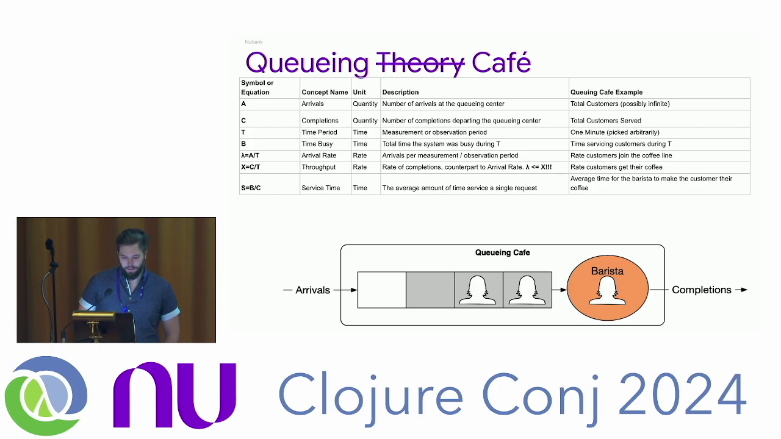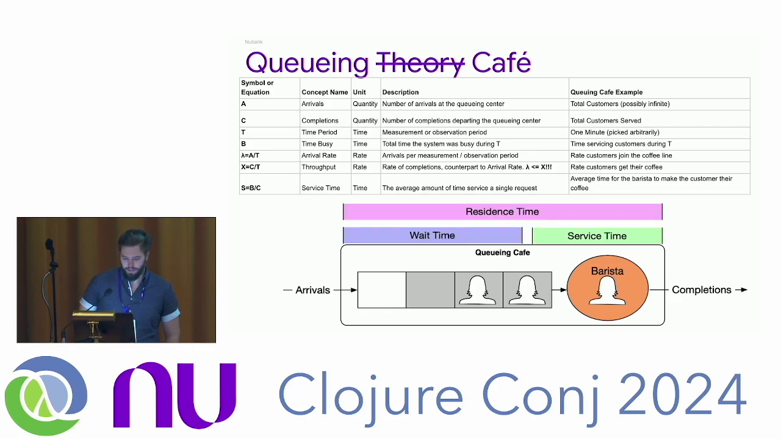Lambda here is the next one. This is the arrival rate, so this is the rate that customers are joining your line at your cafe. Throughput is the rate that customers get their coffee, and this must be greater than or at least equal to the lambda, otherwise you're going to have a bad time. And lastly, we've got service time. Service time is the average time for the barista to make customers their coffee, one coffee.